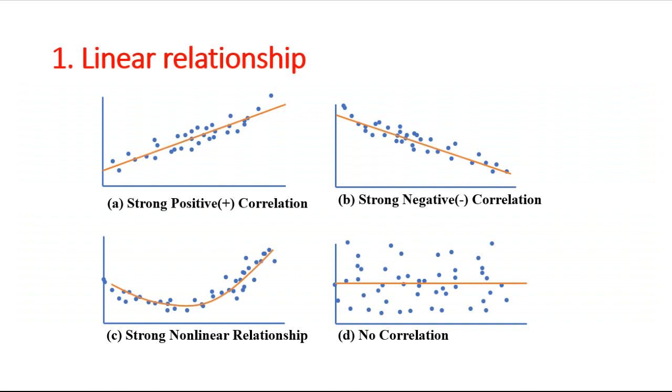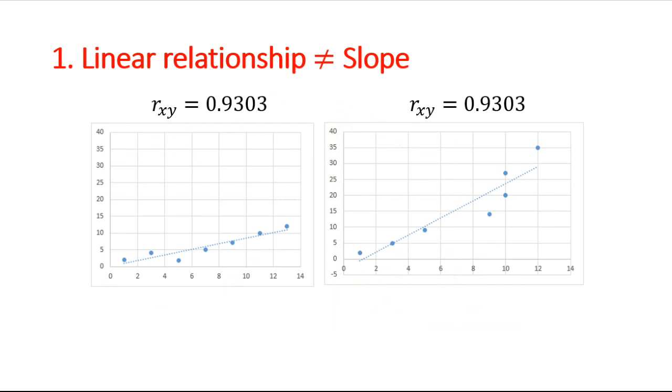Number 1, linear relationship. For case A, we say that there is a strong positive correlation, and for case B, we say that there is a strong negative correlation. And for case C, there is a strong non-linear relationship. The Pearson correlation does not measure this kind of non-linear relationship. And for case D, there is no correlation. The linear relationship is not equal to slope. The left graph and the right graph have different slopes, but they have the same correlation coefficients.